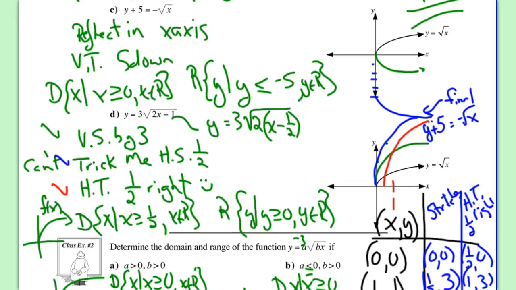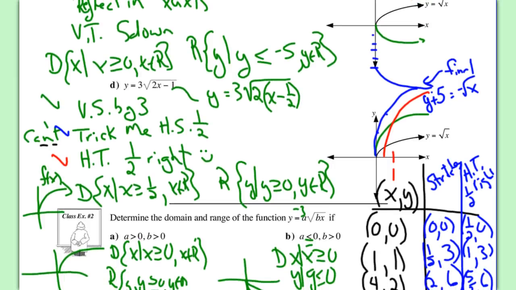In D, again, please don't forget to factor. So if you factor that out, I said, can't trick me, horizontally stretched by a half. So if you look at my blue graph over on the side, I have horizontally stretched it by a half. And then it's a horizontal translation of a half a unit to the right, and there's my domain. x is greater than or equal to a half, and y is greater than or equal to 0, okay?